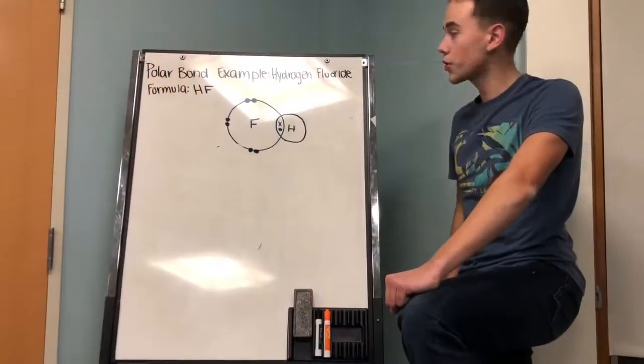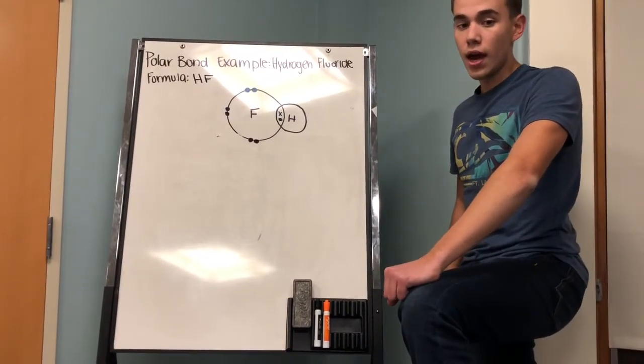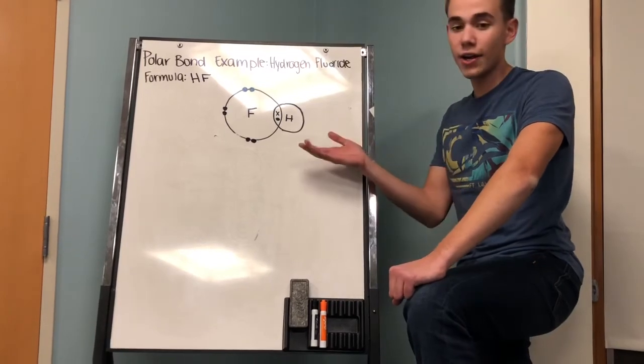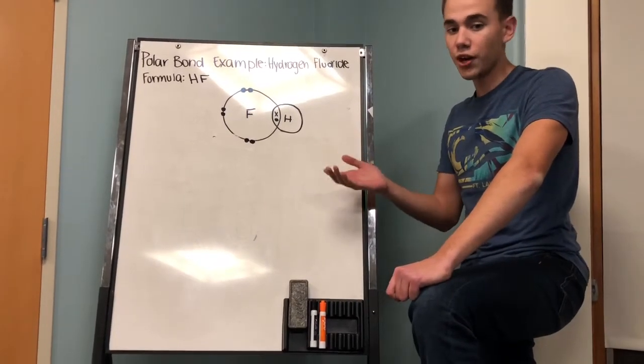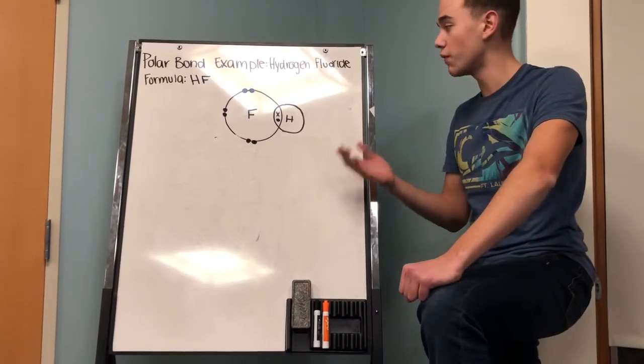An example of a polar covalent bond is hydrogen fluoride. Because fluorine, a nonmetal, has a larger electronegativity than hydrogen, which is also a nonmetal, the sharing of the electrons between the two atoms will be unequal, making it a polar covalent bond.